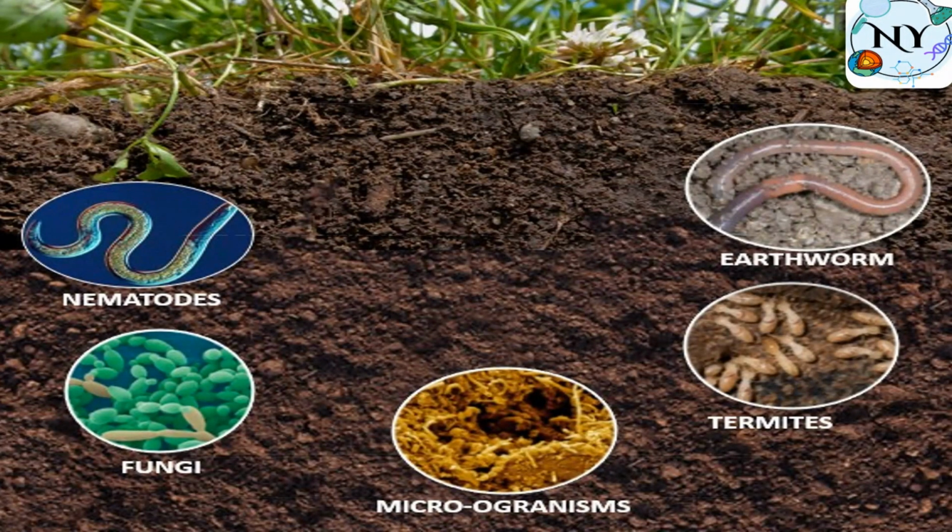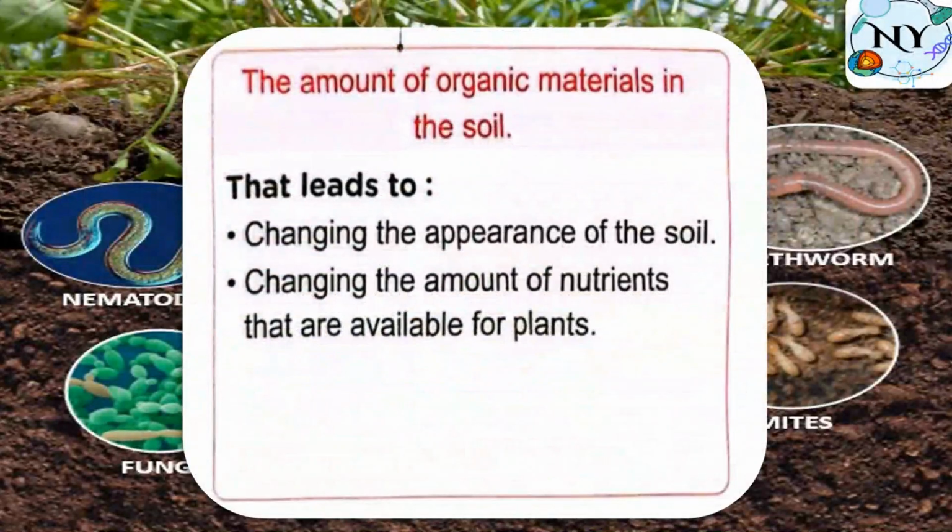insects. So the amount of organic materials in the soil, and we said organic materials are like dead bodies, dead plants, and also living organisms, as we said, fungi, bacteria, earthworms, and insects. So what does this lead to? This leads to changing the appearance of the soil and changing the amount of nutrients that are available for plants.